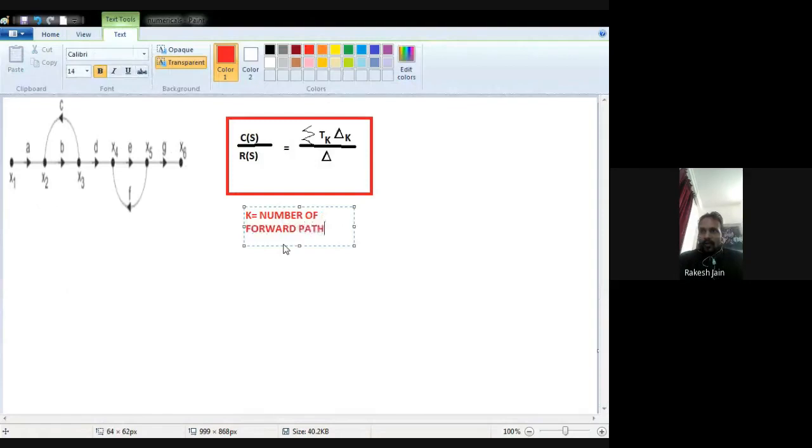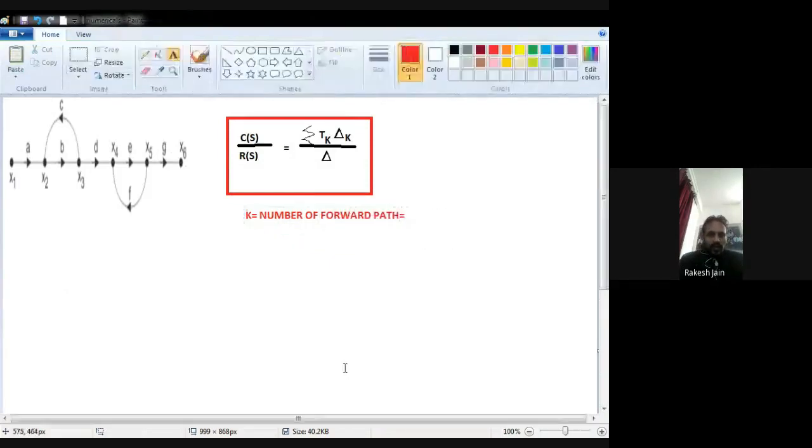Now how will you find out the number of forward paths? Once we start from the input side, we reach the output side without repeating any branch or node, that is known as a forward path. So see, from this red color I just drew with the help of a pencil the forward path. I start from x1, that is the input side, A, then B, then D, then E, then G. These are 5 gains on the branches. So this is my first forward path.